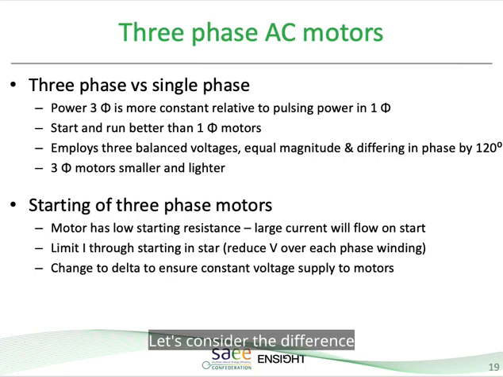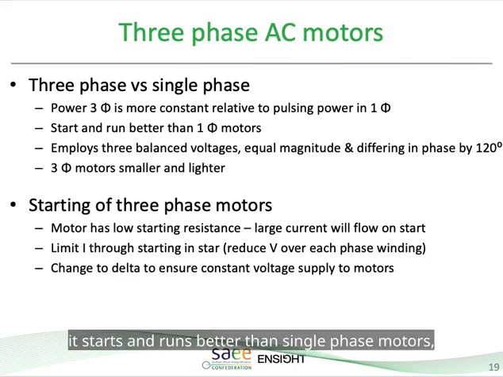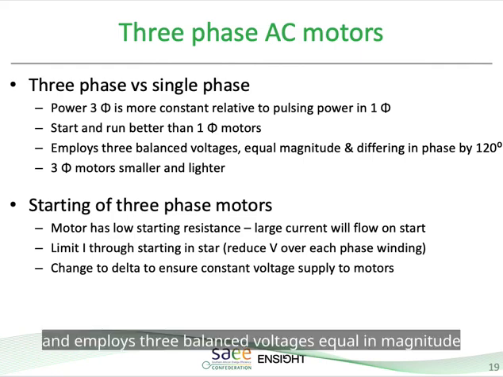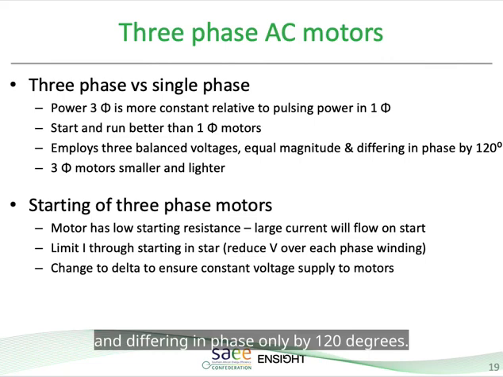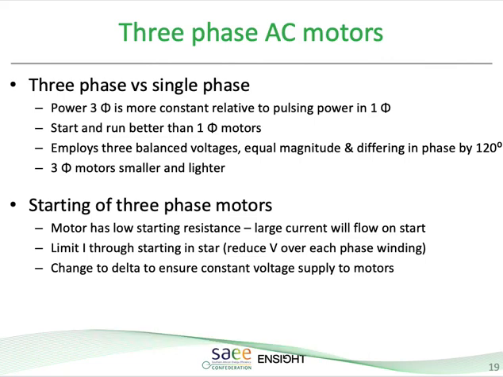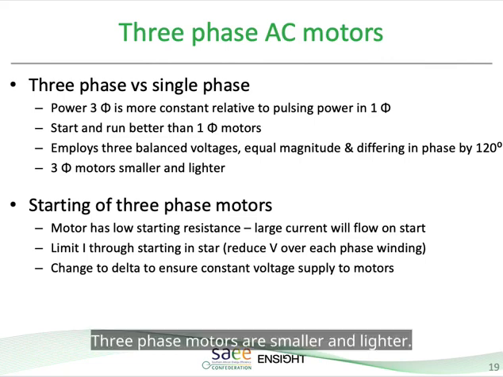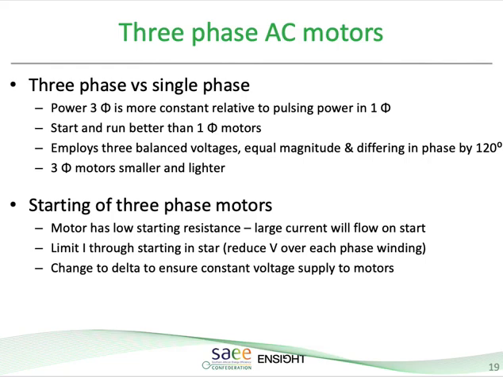Let's consider the difference between a three-phase and a single-phase alternating current electric motor. Three-phase power is more constant relative to the pulsing power in single-phase. It starts and runs better than single-phase motors and employs three balanced voltages, equal in magnitude and differing in phase only by 120 degrees. Three-phase motors are smaller and lighter.